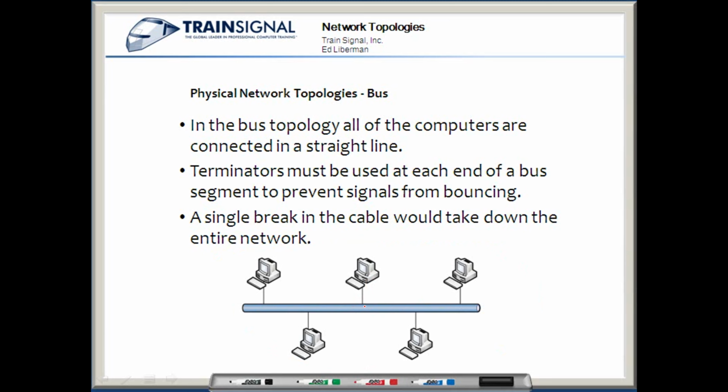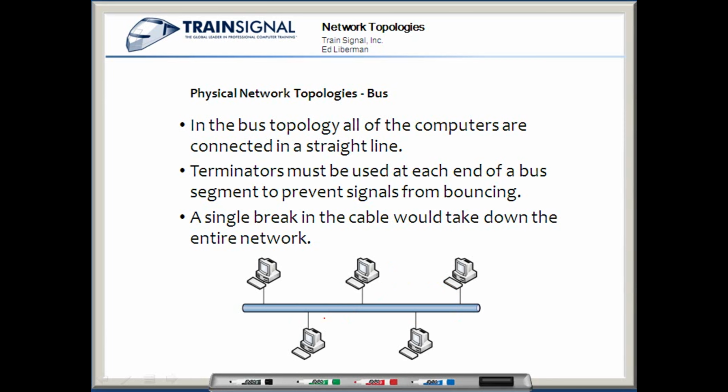Now, another thing you need to know about the bus topology is that a single break in the cable will actually take down the entire network. Now, it doesn't look like it, does it? It looks like these 2 computers can still communicate, and these 3 would still be able to communicate. But there's a problem. If we broke the cable here, we now have a cable end on this side and a cable end on this side of the break that's not terminated. So signals will be bouncing, and therefore communication will just stop.